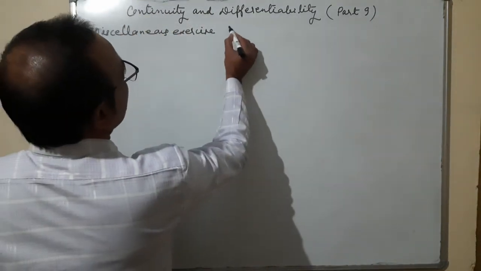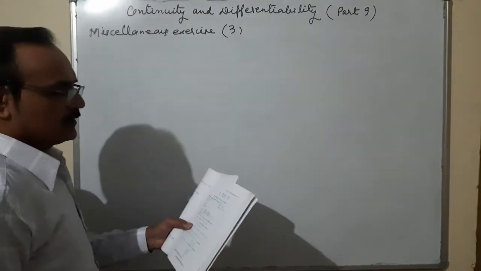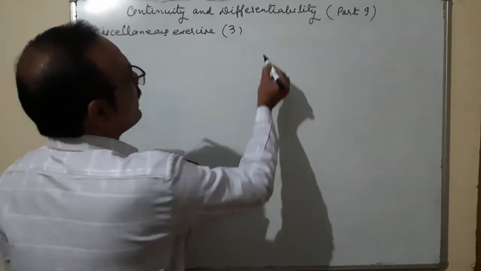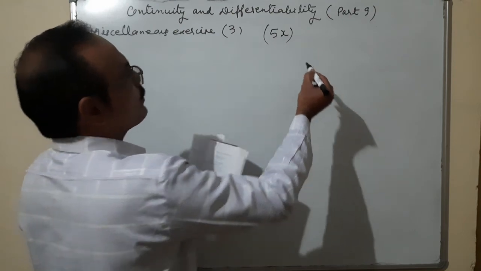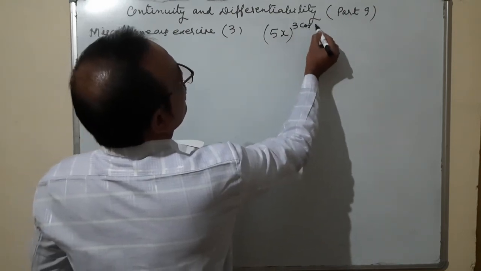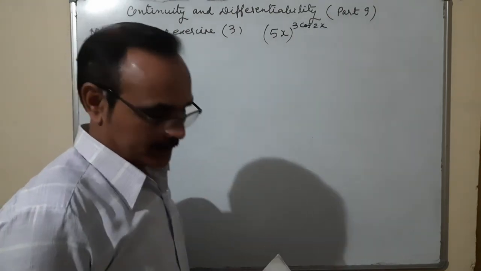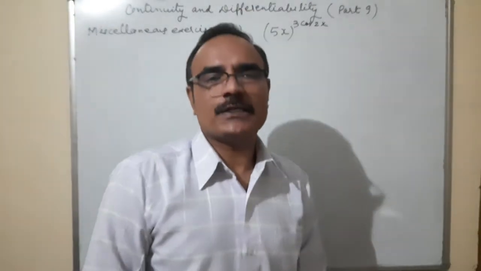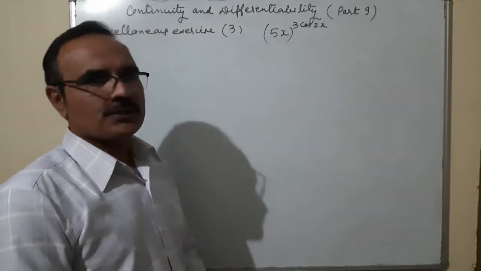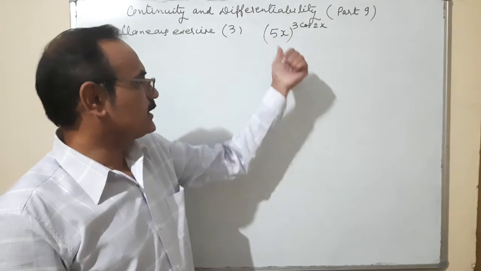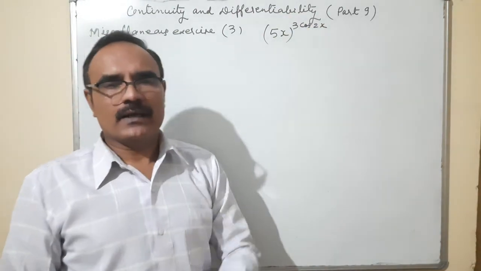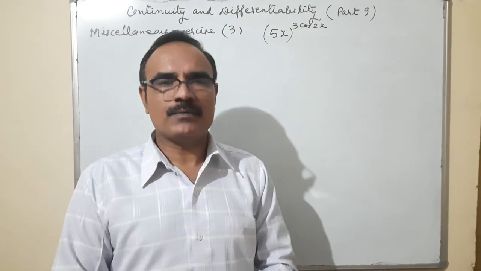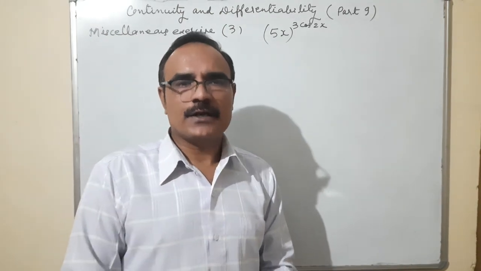Question number 3. What is it? Differentiate with respect to x: 5x to the power 3 cos 2x. How to solve this question? You can see that the base is in the form of a variable as well as the power is in the form of a variable. And when the base and power are in the form of variables, we have to use logarithmic differentiation.